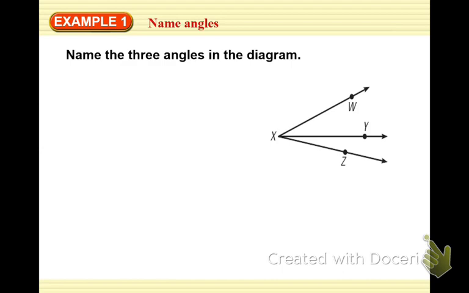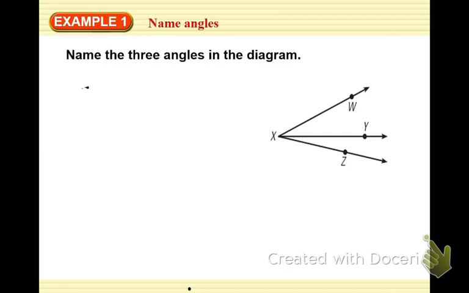So for example, something like this. If we're going to name the 3 angles in the diagram. And yes, there are 3 angles there. So the first question is, can you see all 3? Look at that for a second. Somebody pick out one angle. WXZ.